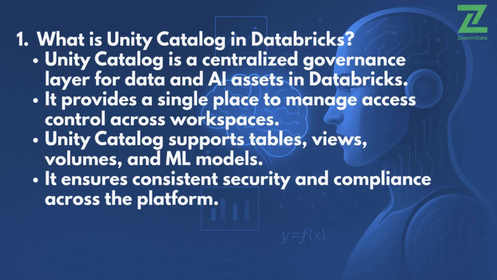What is Unity Catalog in Databricks? Unity Catalog is a centralized governance layer for data and AI assets in Databricks. It provides a single place to manage access control across workspaces. Unity Catalog supports tables, views, volumes, and ML models. It ensures consistent security and compliance across the platform.